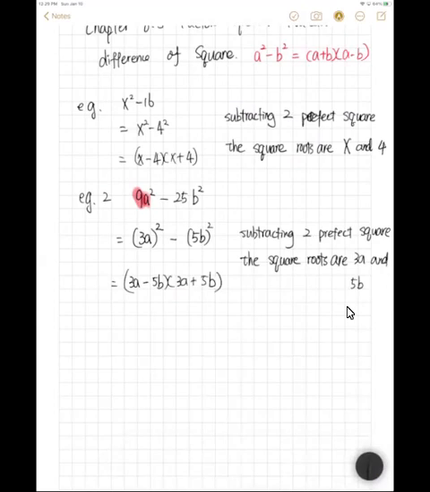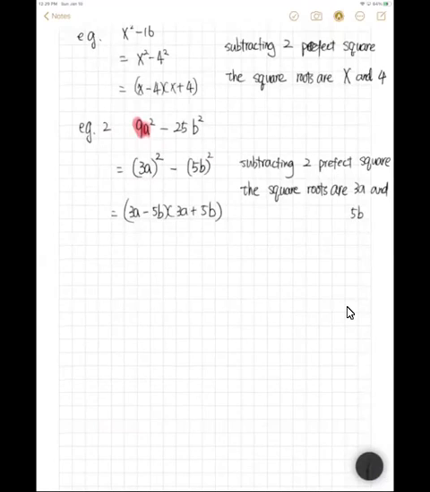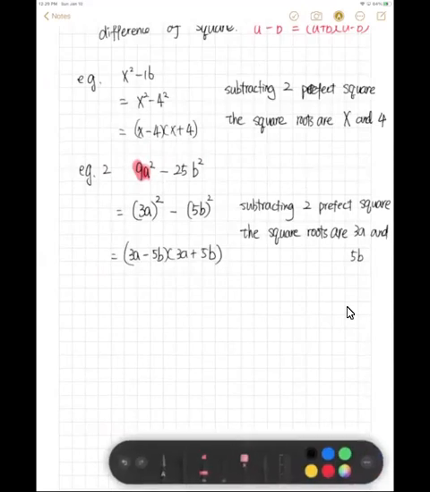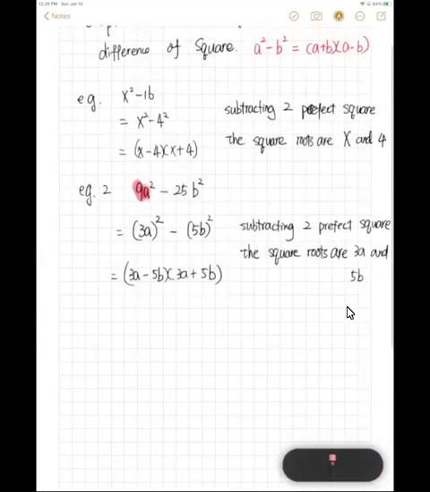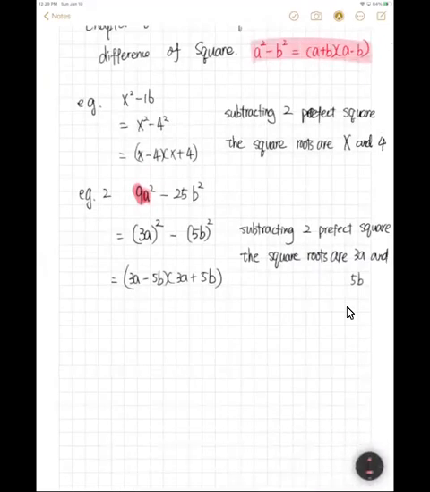Okay, so in summary, our goal is what? Our goal is to find two perfect squares, right? If there are two perfect squares and they're subtracting, so that means we can use our formula a squared minus b squared equals a plus b times a minus b. Got it?